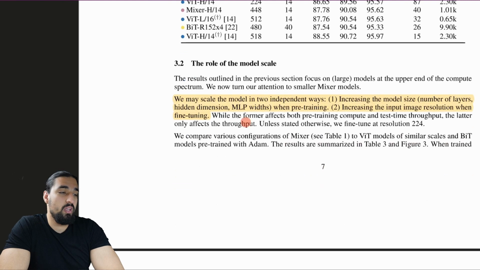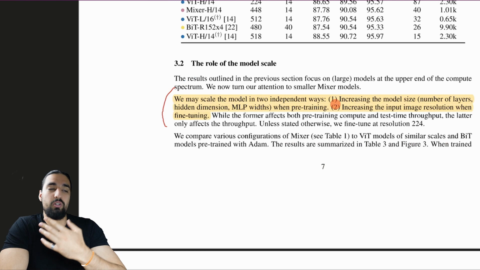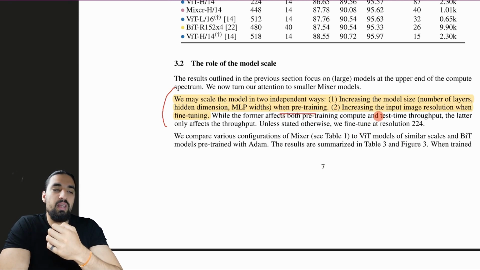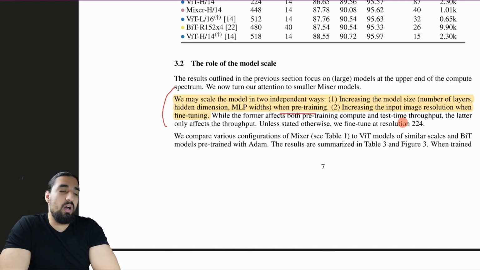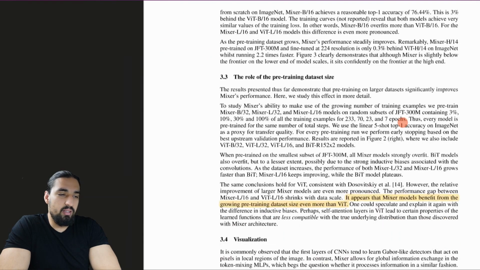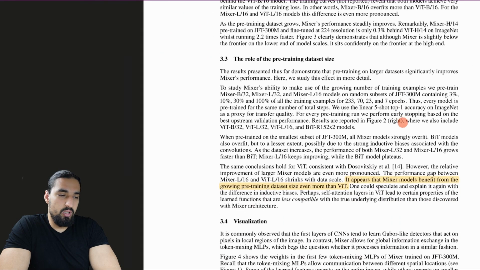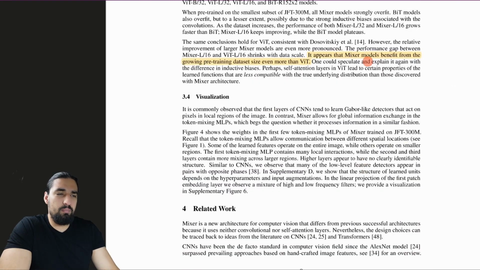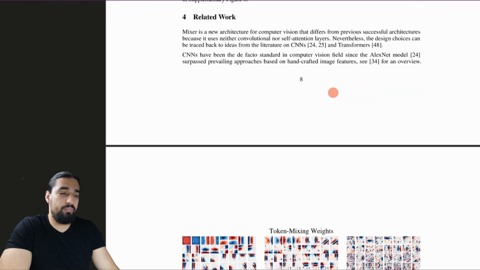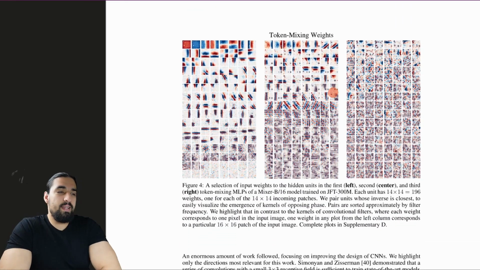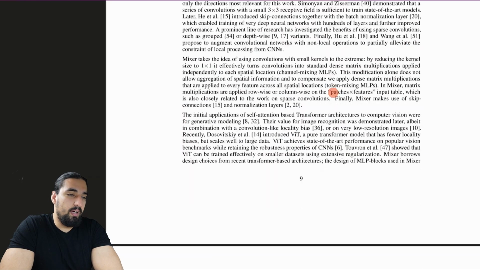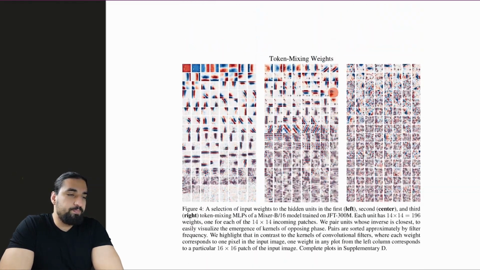Regarding compute, they say here, we may scale the model in two independent ways: increasing the model size, the number of layers, and so on, during the pre-training, and the second dimension is increasing the input image resolution when fine-tuning. So those are the two things they had in their toolkit. And as I said, it appears that mixer models benefit from growing the pre-training dataset size even more than the vision transformer. Nice. Finally, nice visualizations here, and that's the end of the paper.